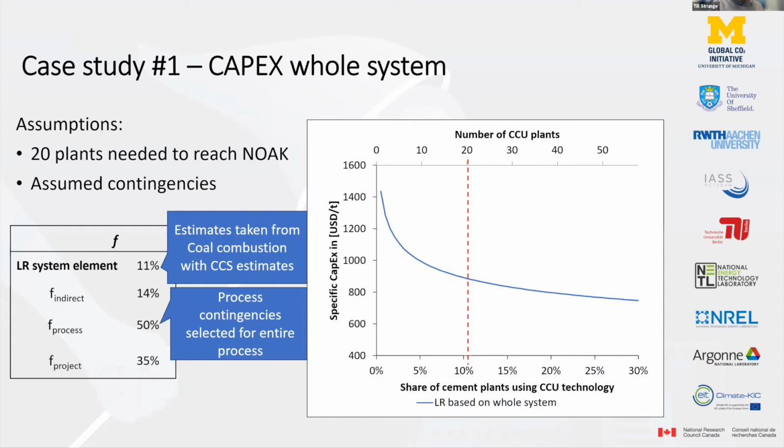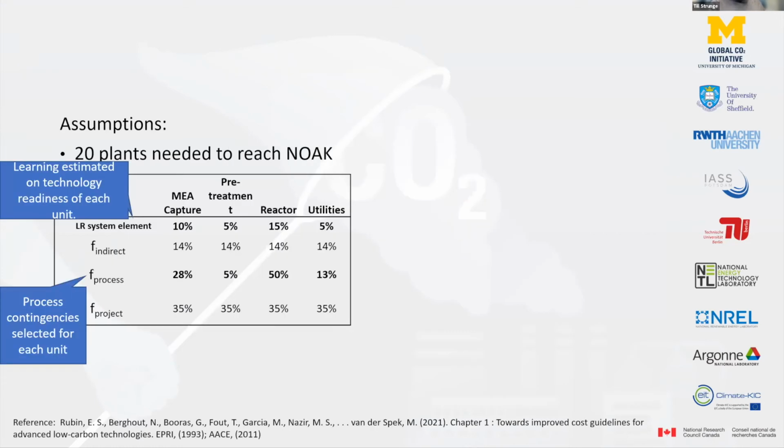So we see that from the first-of-a-kind plant to the nth-of-a-kind, which is in this case assumed at 20 plants being built, we have a specific capex reduction of approximately 45%. You can also see that if you have a different question, for example, you want to know how expensive the third plant is, you can also do this with this method, and that is very helpful. Next slide, please.